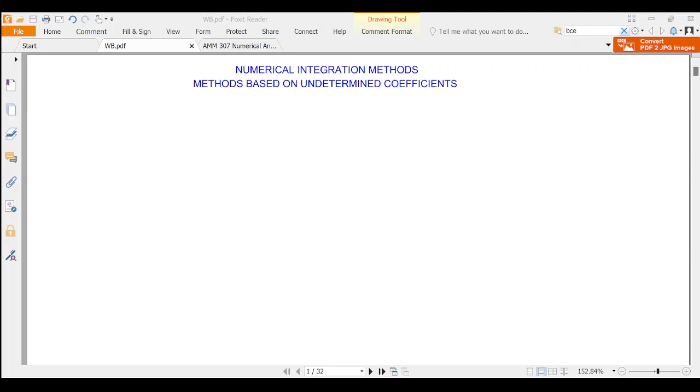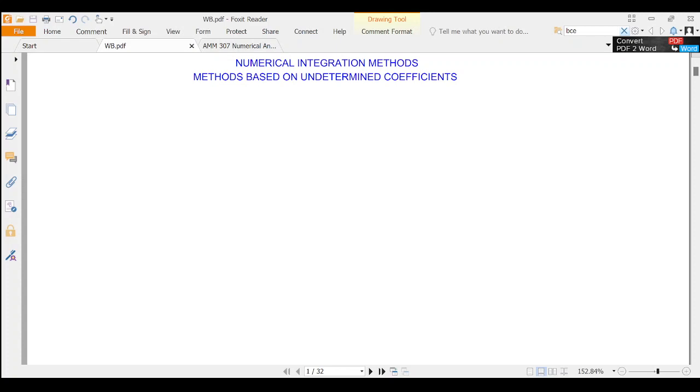In this session, we look at the class of numerical integration methods based on undetermined coefficients. Basically here, we start by the Gauss-Legendre methods. Previously, we looked at the Gauss-Legendre methods and we saw that they are like a one-point method. We have the one-point method, we have the two-point method, three-point method, and so on.